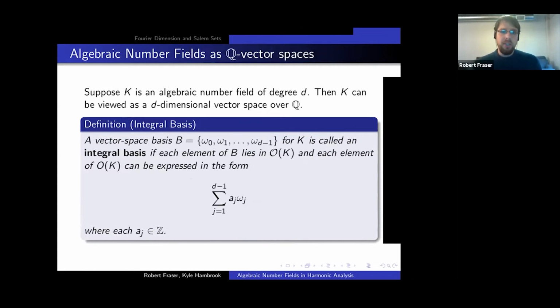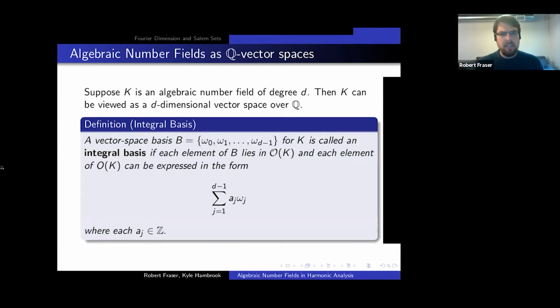So you can view an algebraic number field as a Q vector space because an algebraic number field is a finite extension of the rationals. So if you have an algebraic number field of degree d, when I say degree, that's basically the vector space dimension of K as a Q vector space. So you can talk about bases for this vector space. And there's a very special type of basis that algebraic number fields will always have, and it's called an integral basis.